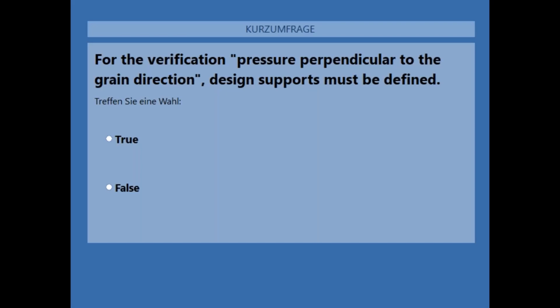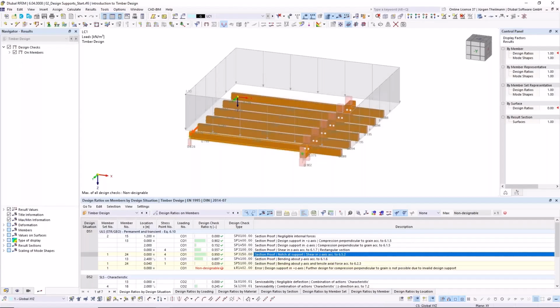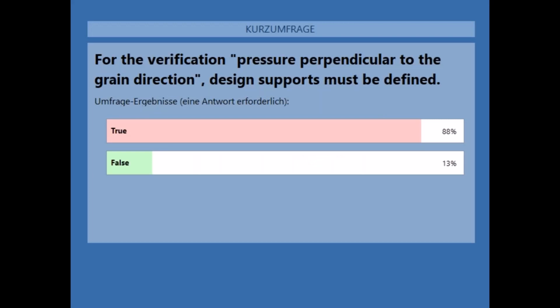Okay, so far so good. Majority have answered. I give another 3 seconds. 2, 1, and I close the question and send you the results. This is very, very good. It is true. To have this design check, pressure perpendicular to grain direction, you definitely need the design supports.